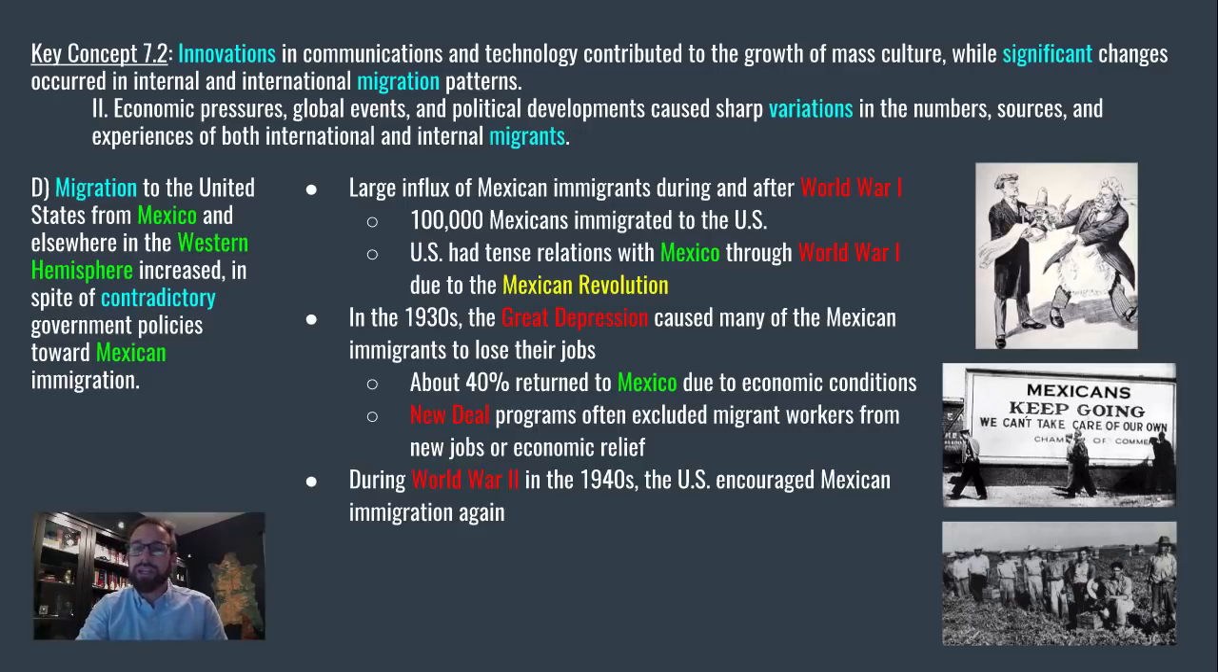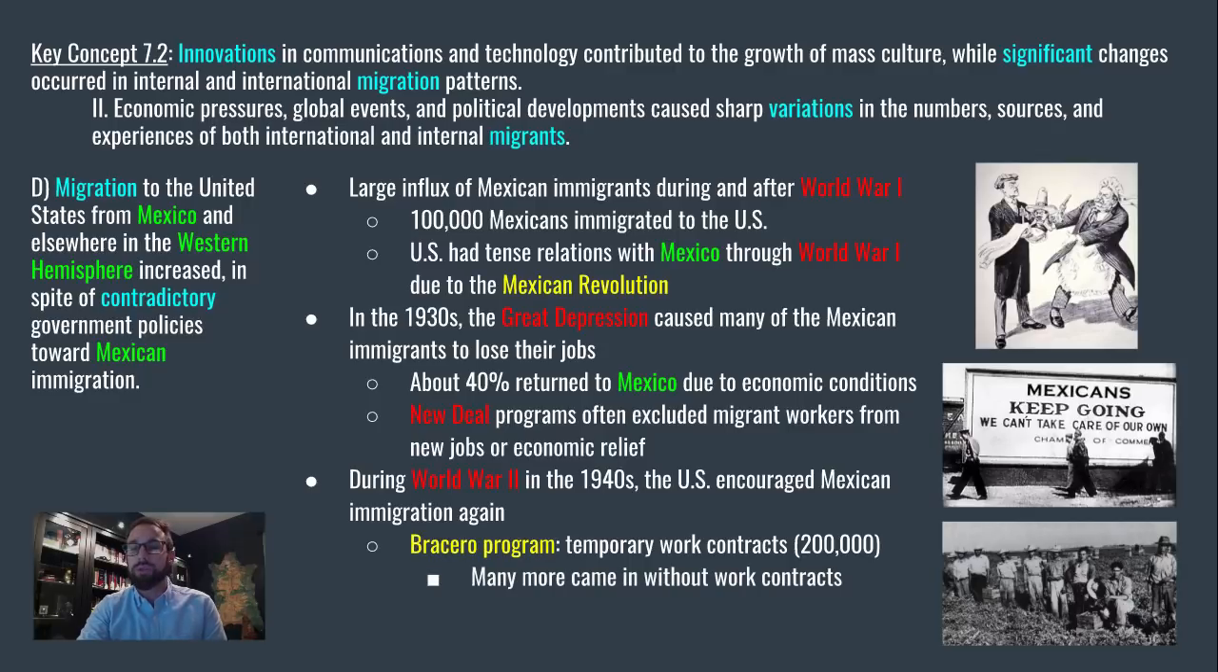Now, this happens kind of during World War II and after, something called the Bracero program. They were temporary work contracts given out to about 200,000 people from Mexico. Many more came in without those work contracts, and so again, we see kind of another large influx of Mexican Americans. What you need to know about the Bracero program, it was used to benefit the U.S. economy and not to benefit those people as actual immigrants to the country.